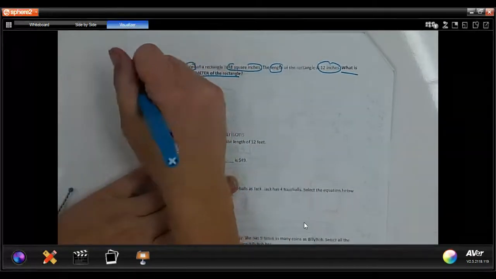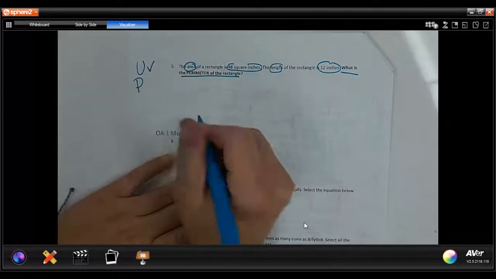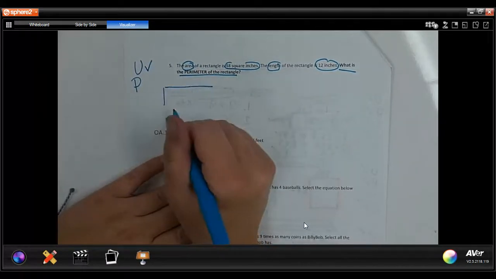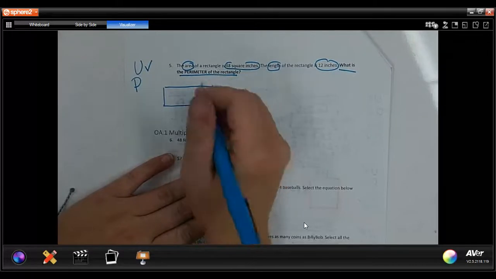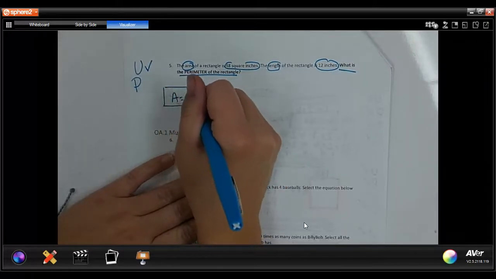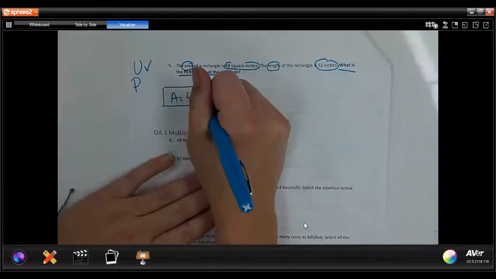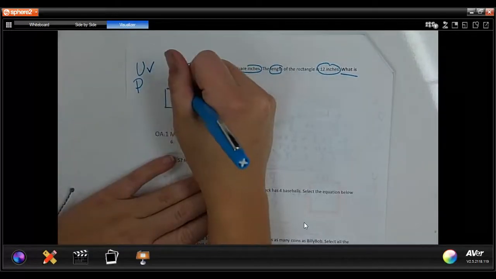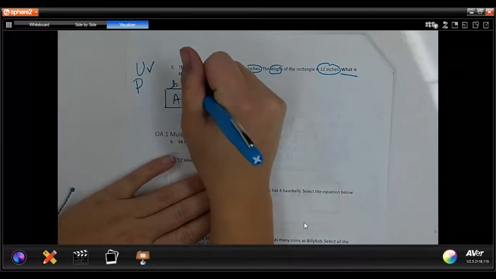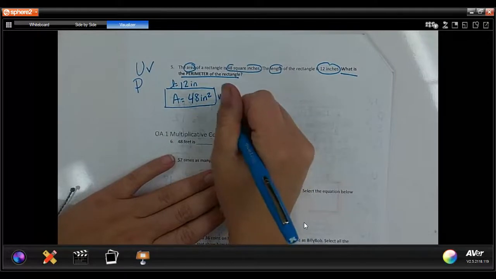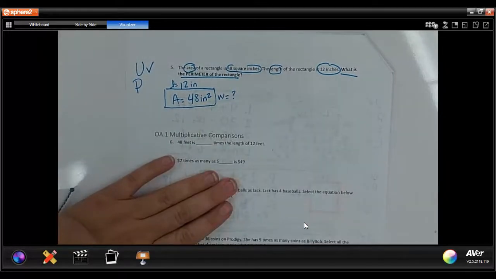Now I need to start planning. So I'm going to draw my rectangle. I know my area equals 48 square inches. And I know my length is 12 inches. But I need to now find my width. I'm not sure what that is just yet.